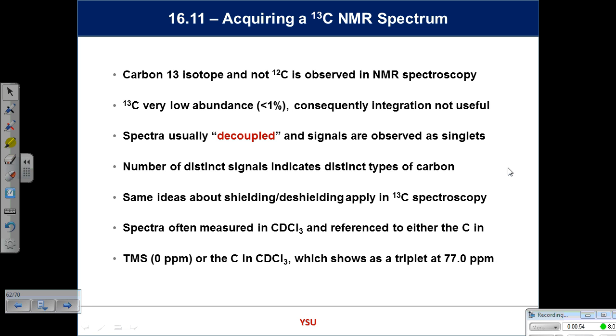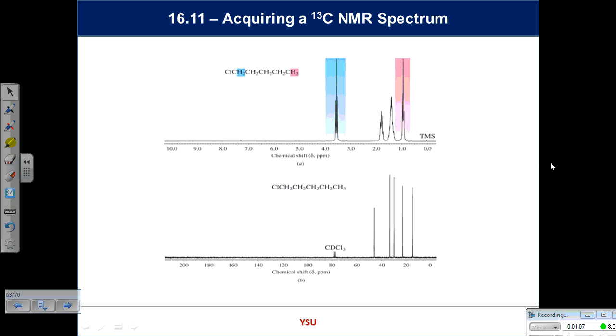C13 is very useful. It is a partner to 1H. It doesn't have as much information maybe as the 1H. We don't really do integration on these types of spectra, but it is very powerful. And you put the two together, all of a sudden you've got really useful information to be able to solve problems. There's the difference in the spectra.